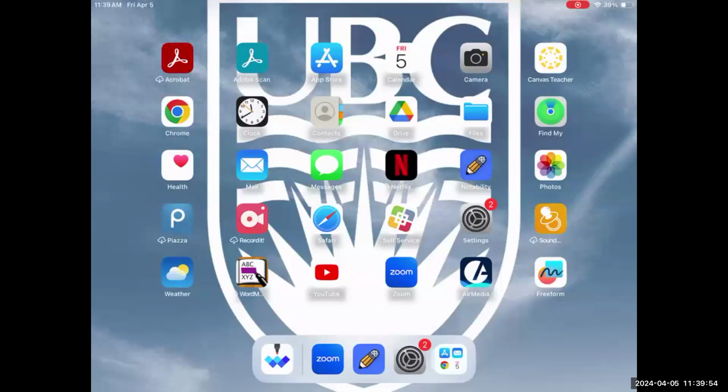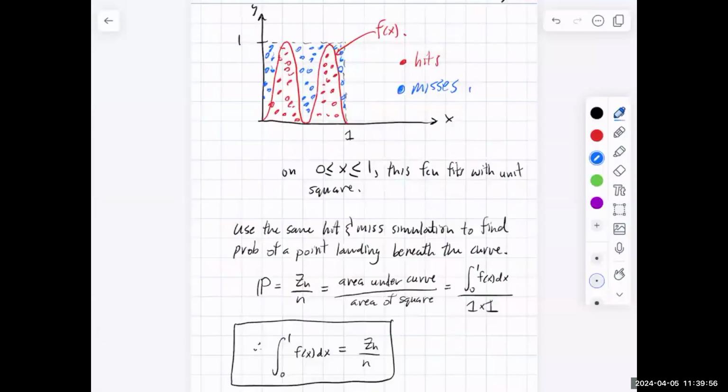Here we go. Okay, good. So your observation was a good one. It was about if I was to increase the number of trials n, does my estimate of the integral get better? And the answer is yes. So, and I can show you why, I think.